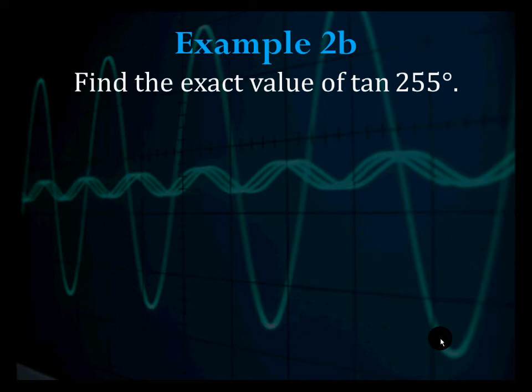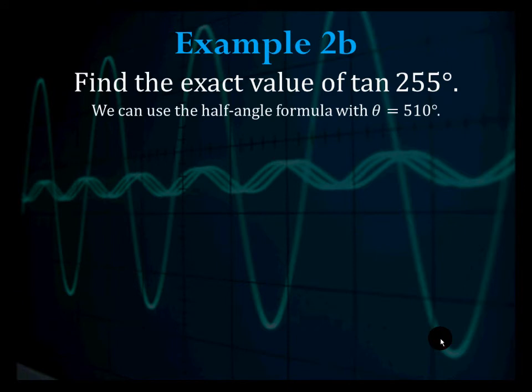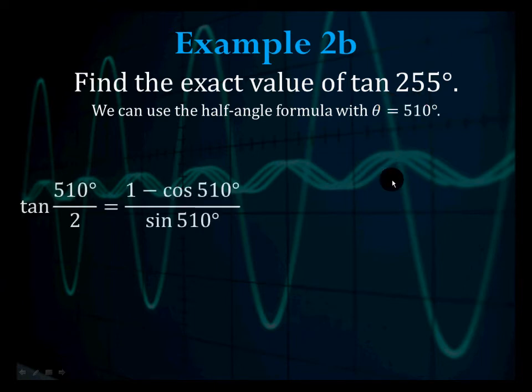I just went over some of the problems using the addition formula, but there is a little trick. You can generally use the half-angle formula to solve these problems, and it might even be a little easier. So let's use the half-angle formula, but we'll use theta equals 510 because theta over 2 will be 255. So the tangent of 510 over 2 would equal 1 minus cosine 510 over sine 510. Why 510 over 2? Because that's the half-angle formula that will get us 255 degrees.